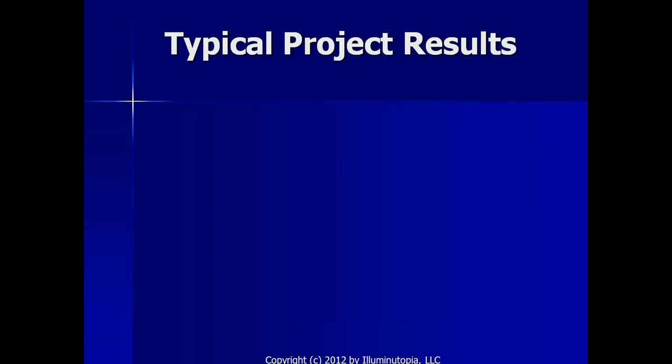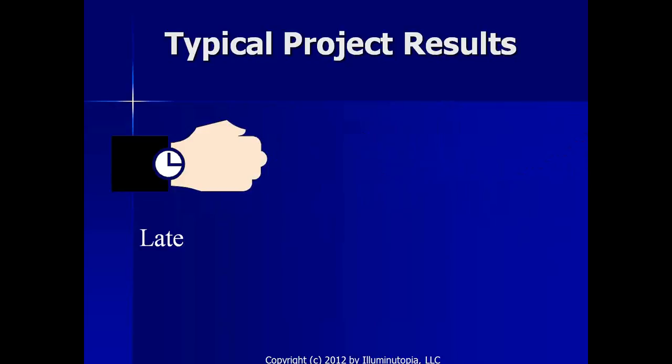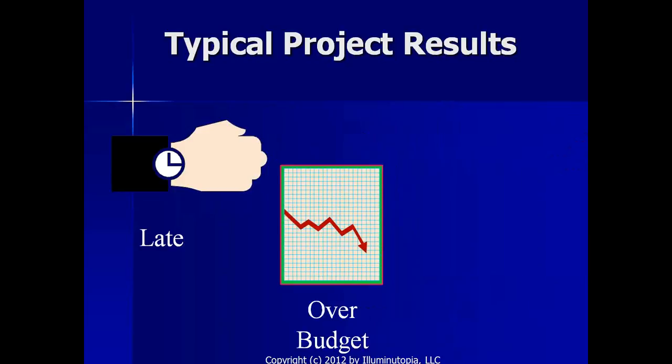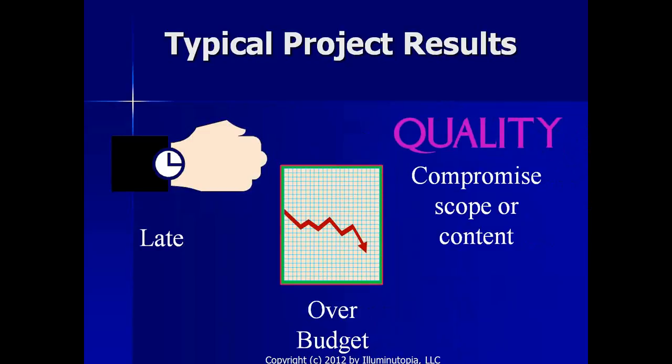So what are the typical project results? We see that most projects are either late, over budget, and/or compromising the scope or content in terms of quality, or not doing all that they planned to do in the project. So it's not uncommon to see projects be very late, very much over budget, or sacrificing quality. We've heard so many stories about this: airports that have opened late, many different projects that are late. So what do we need to do in order to more effectively manage our projects?